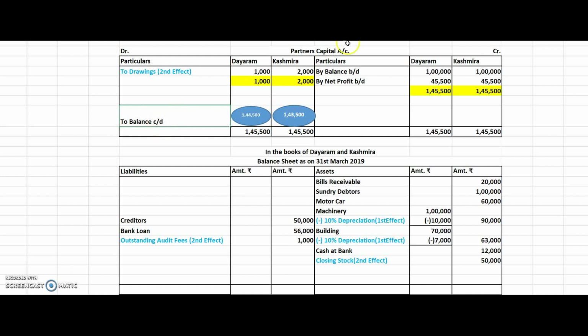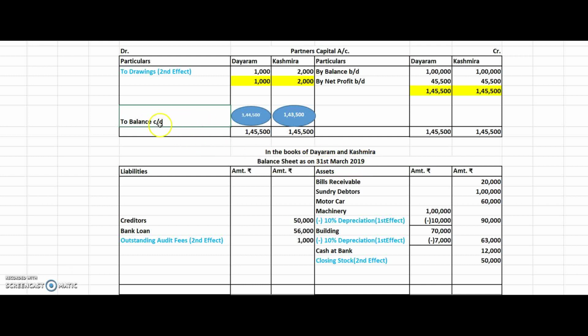Please understand, in partners capital account you had written balance brought down. This is the partners opening capital, the capital on the first day, and at the end of the sum you get the capital at the end, which is called as balance carried down. So this is called as opening capital, this is called as closing capital, and the closing capital is what is transferred to the balance sheet, because the balance sheet is prepared on the closing day.